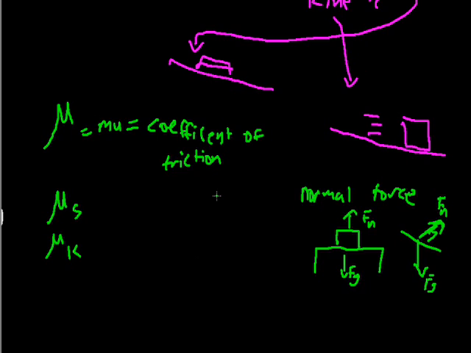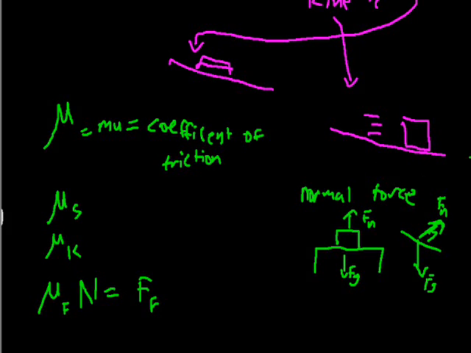The reason I bring that up is because the formula for the force of friction is mu times the normal force. So the force of friction is mu times the normal force.